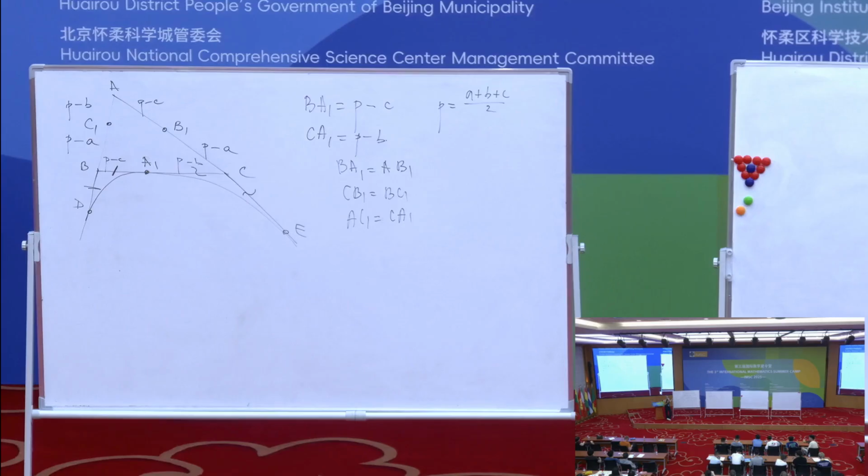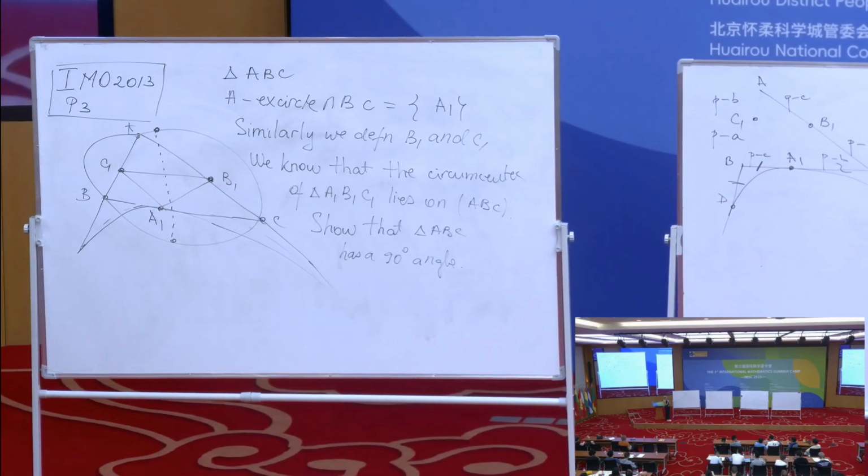By definition, the circumcenter is the intersection of the perpendicular bisectors of the sides. So we are interested in looking at the perpendicular bisectors of A1B1, B1C1, and C1A1. When we draw these, for example, B1C1 has a perpendicular bisector, and one of the points where it meets our circle has to be the circumcenter of A1B1C1.